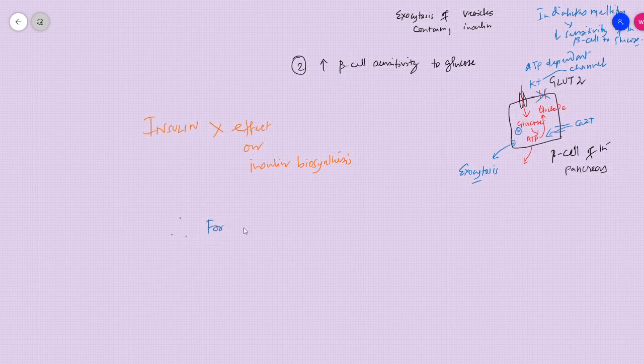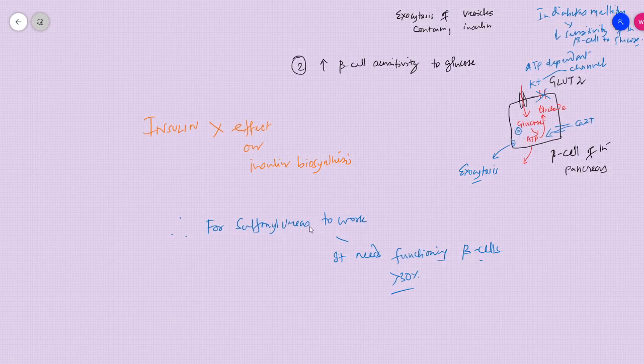therefore, for sulfonylureas to work, it needs beta cells. Okay, so usually greater than 30% of beta cells should be viable. Only then this drug has got some effect.